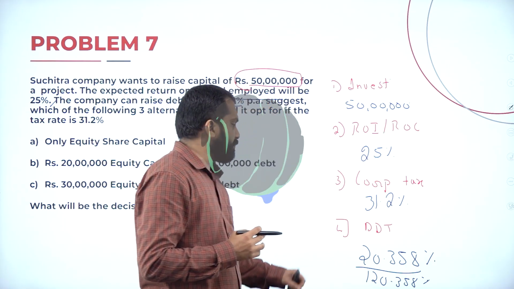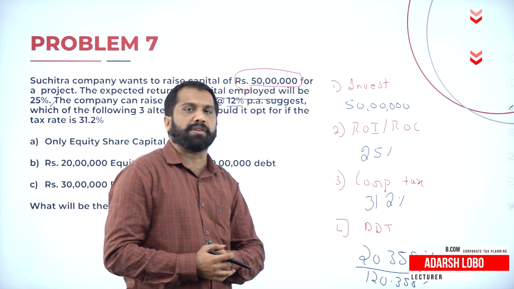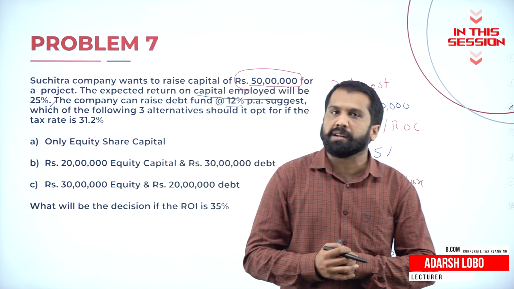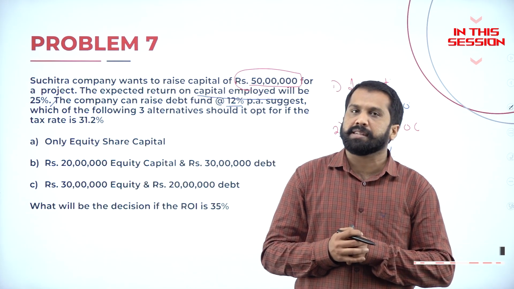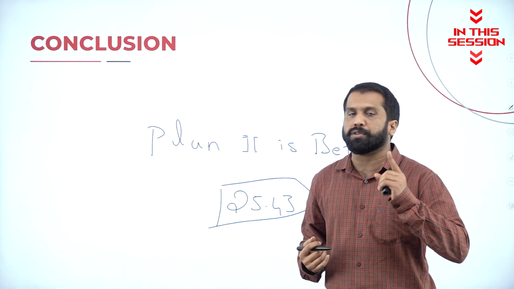If it is not given, then you are supposed to take 20.358 divided by 120.358 as your dividend distribution tax percentage. You have completed your problem, but you have not written your conclusion. You will lose your 2 marks.